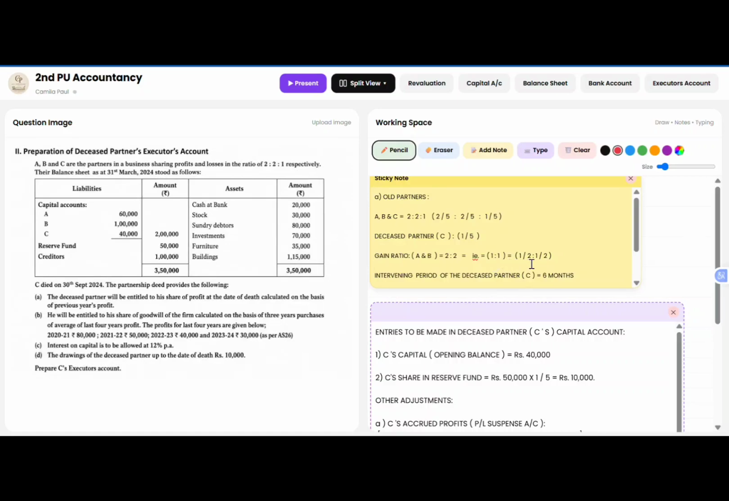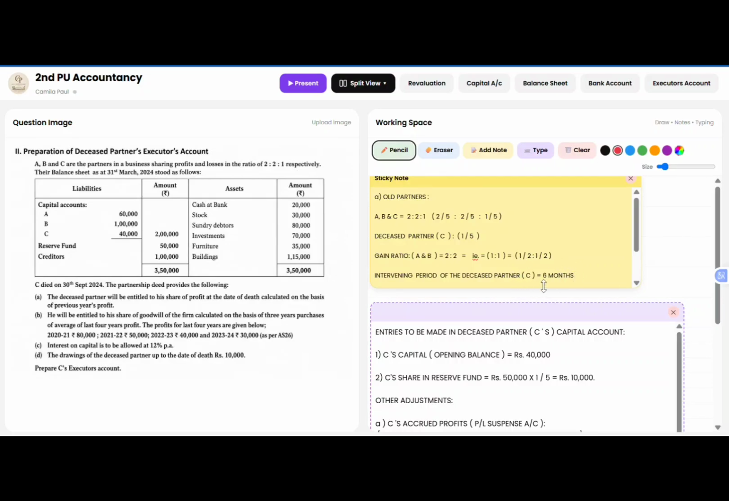Now it becomes necessary to calculate the intervening period of the deceased partner, as the deceased partner died on 30th September. So the intervening period from the previous balance sheet, that is 1st April, till 30th September will be 6 months. So 6 months is the intervening period of the deceased partner.